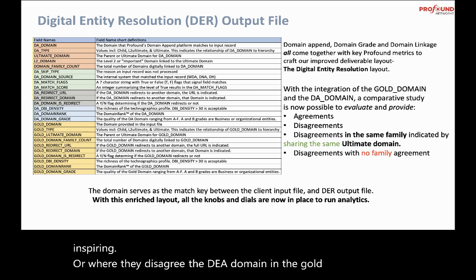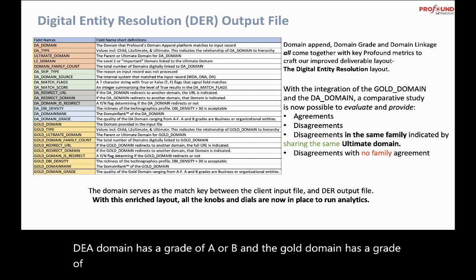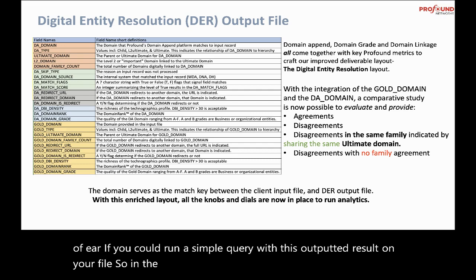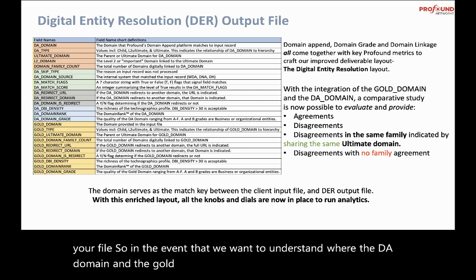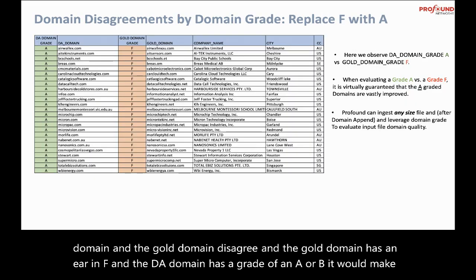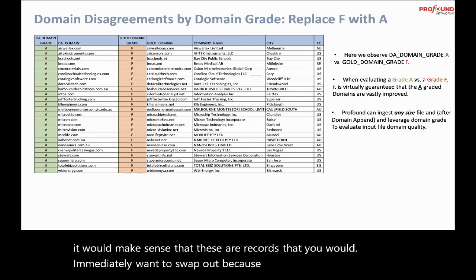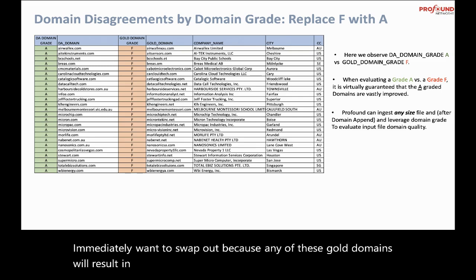the gold domain, and the DA domain has a grade of A or B, and the gold domain has a grade of E or F. You could run a simple query with this outputted result on your file. So in the event that we want to understand where the DA domain and the gold domain disagree, and the gold domain has an E or an F, and the DA domain has a grade of an A or B, it would make sense that these are records that you would immediately want to swap out, because any of these gold domains will result in a dead web page. These are not valid domains.